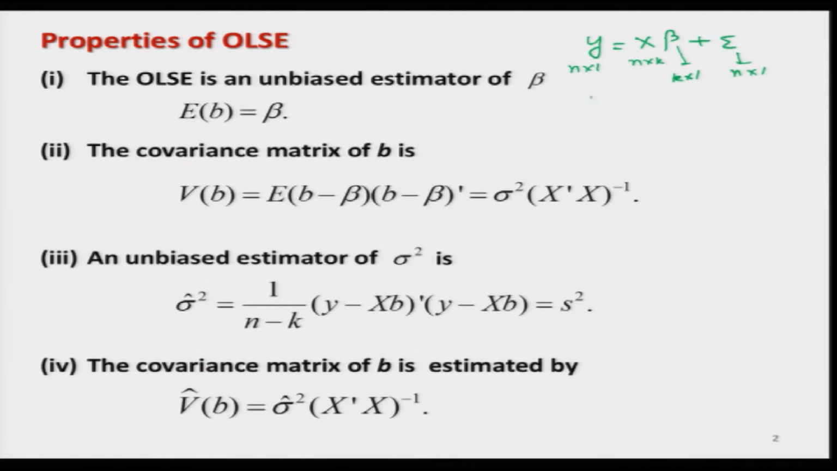Based on that, we employed the principle of least squares and obtained an estimator of beta, indicated by b, which is (x transpose x) whole inverse x transpose y, and b is called the ordinary least square estimator, OLSE. Now we are going to state the properties of this OLSE. This OLSE is an unbiased estimator of beta, so the expected value of b is beta.